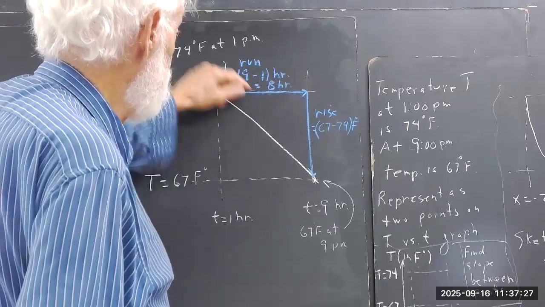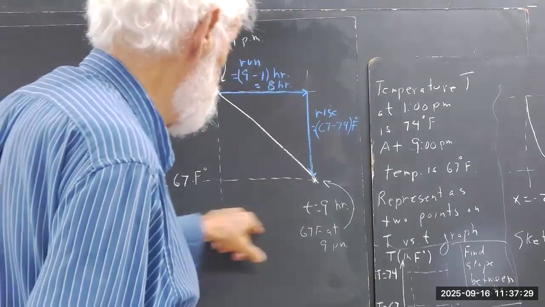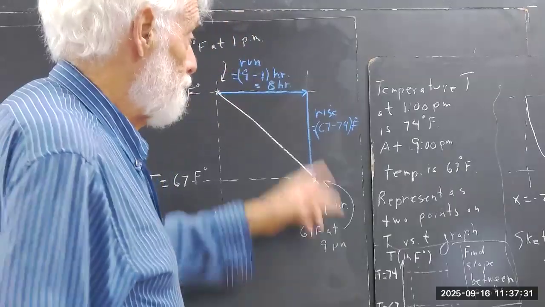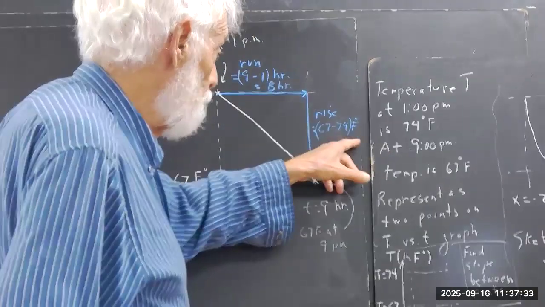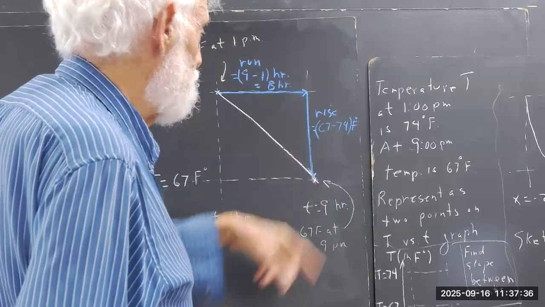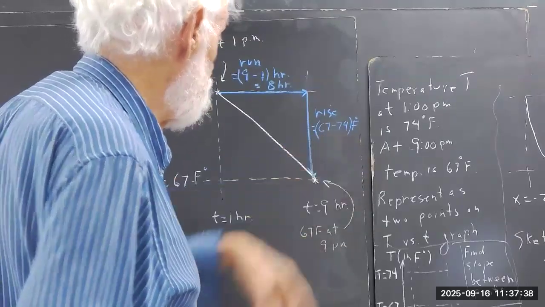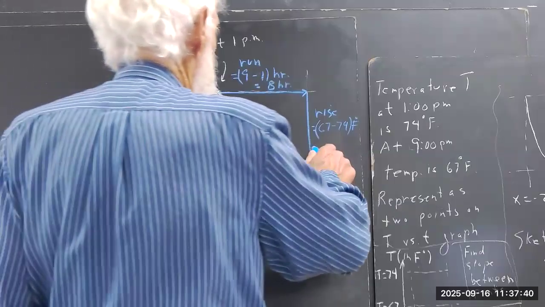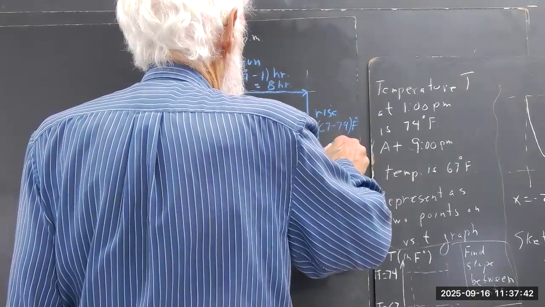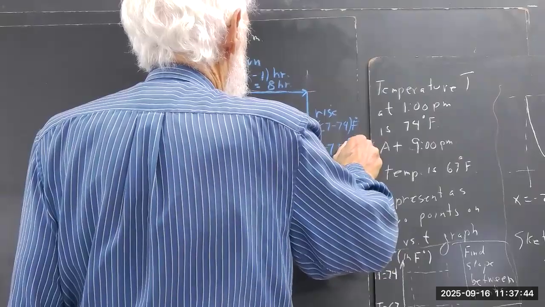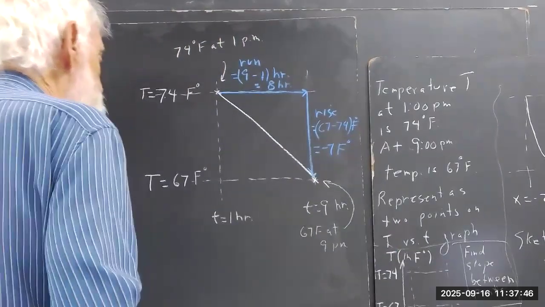If you distribute it through here, you get 9 hours minus 1 hour, which is exactly what you have. Distribute this, you get 67 Fahrenheit minus 74 Fahrenheit. And of course, that equals -7 Fahrenheit degrees.